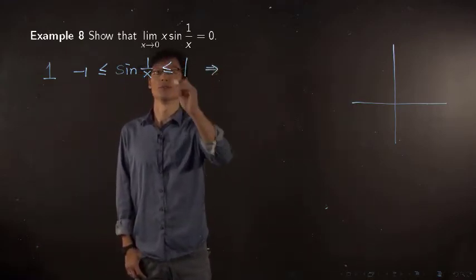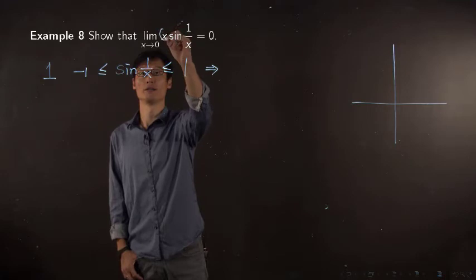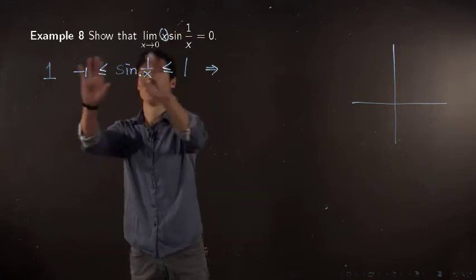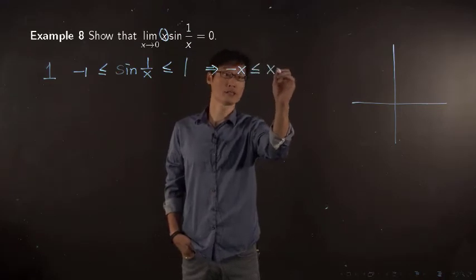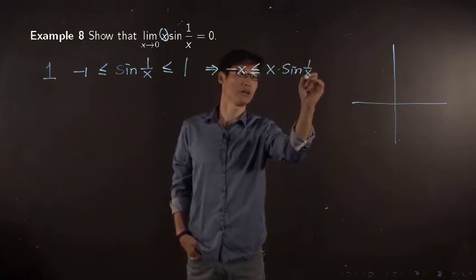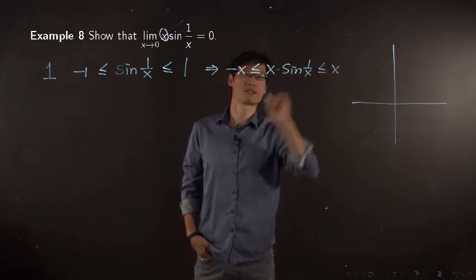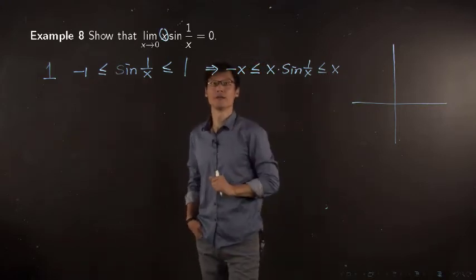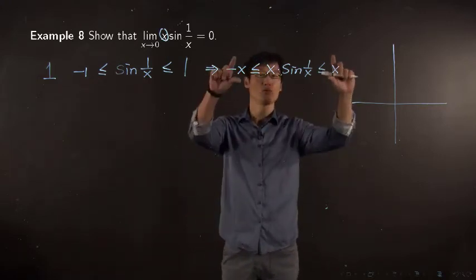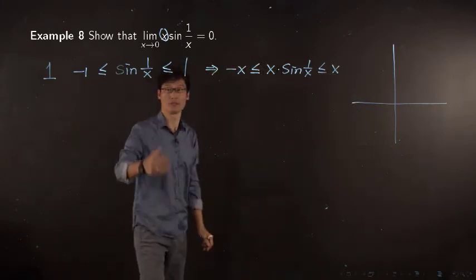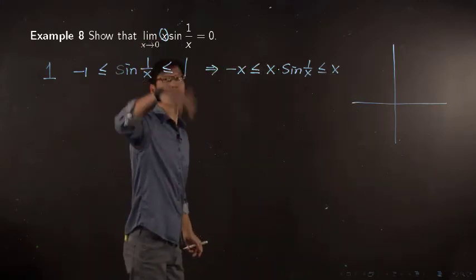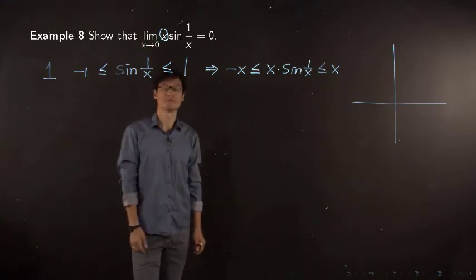So if you multiply x to this entire inequality, we have negative x, x times sine of 1 over x, and then x. Look at this. We found the two outer functions that bound this copy of our function. So we are done with the first condition.